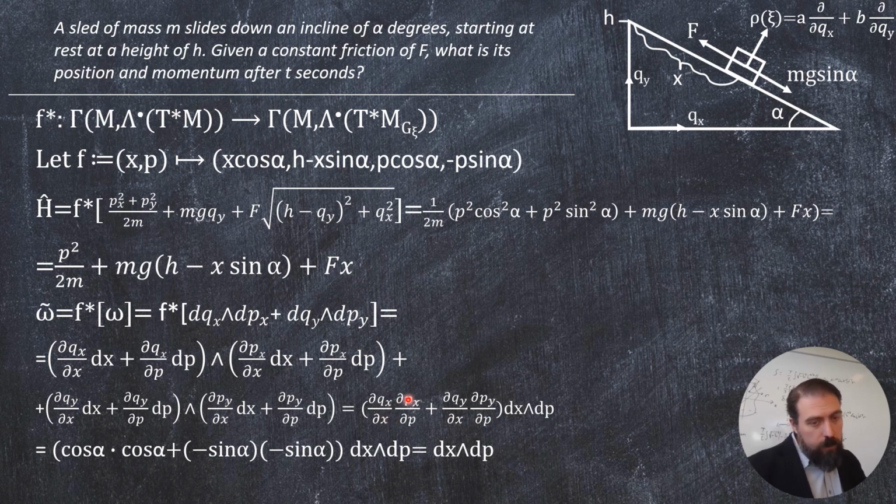The del qx del x, that's this differentiated by x, so cosine alpha. And then del px is this one, differentiate with respect to p, and get this one. And similarly for qy and py, and so we get this. And in the end, it turns out that our entire symplectic form pulls back quite simply to dx wedge dp.